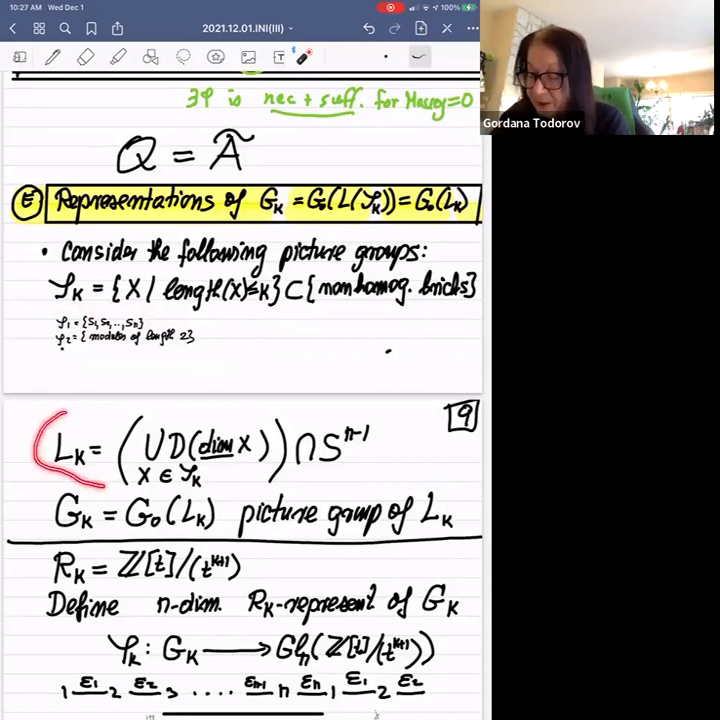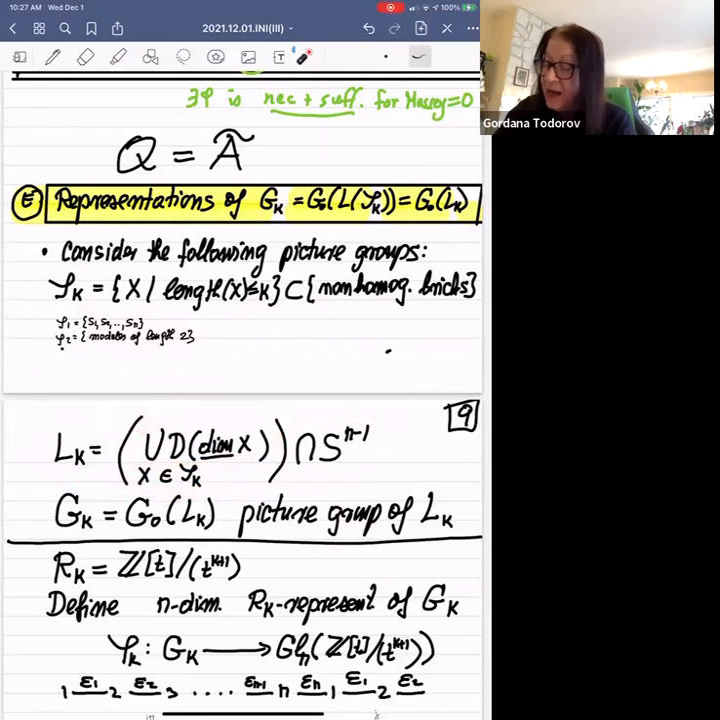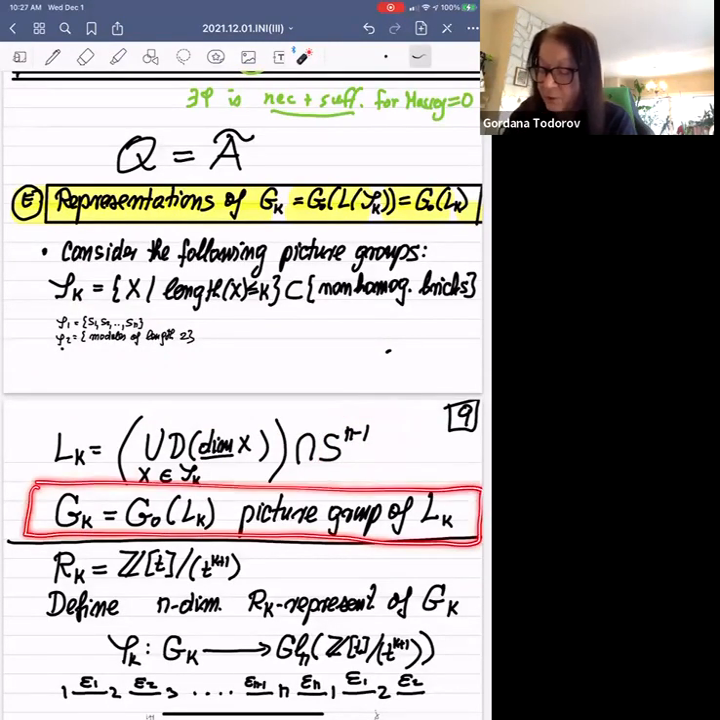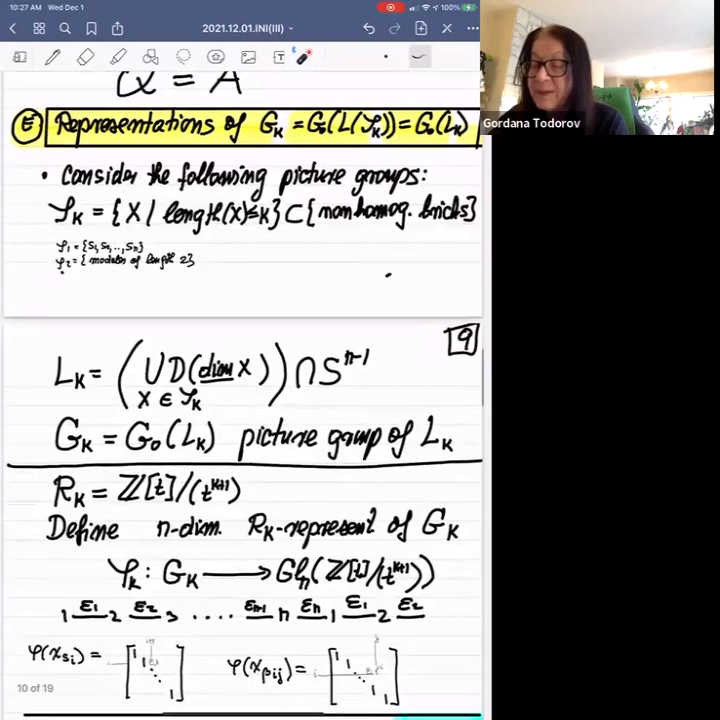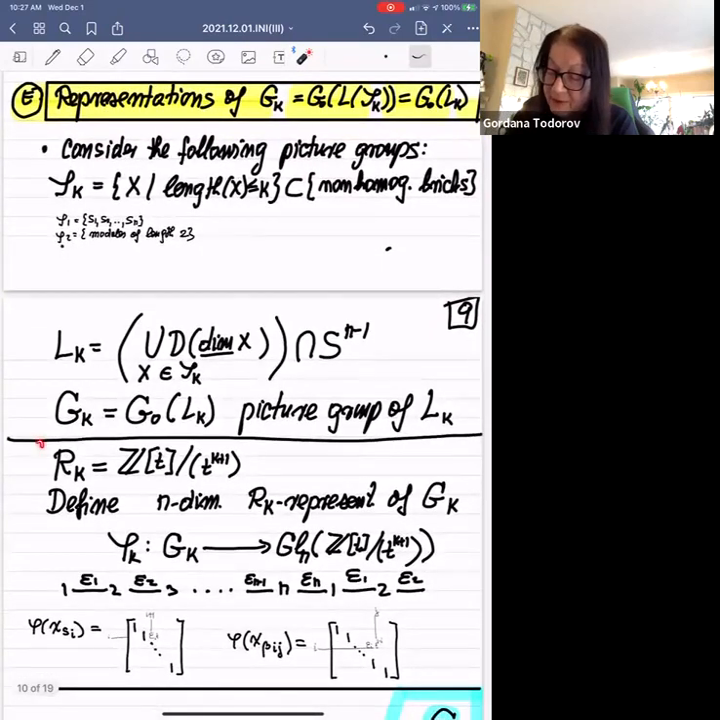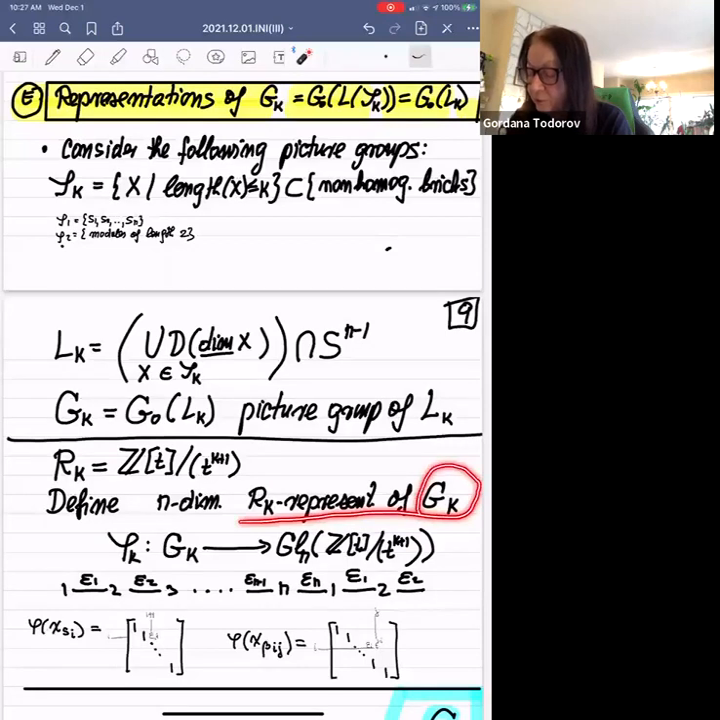So then the picture space, of course, will be this LK, which is the union of all the domains of X's in dim X, intersected with S_{n-1}, and GK is the picture group for that LK. Now I want to talk about representations, but it will not be Z representations. Now we want to look at the ring RK, which is Z[T] mod T to the K plus 1. And we want to define n-dimensional RK representations of those groups.